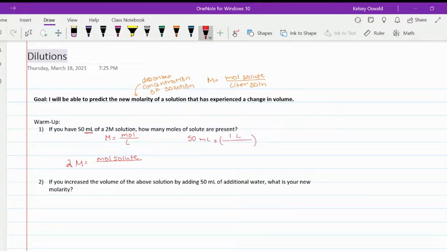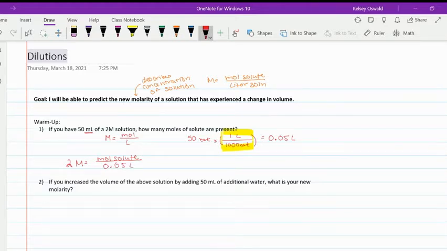As a refresher, we'll need to know that there are 1,000 milliliters in every 1 liter. If we want milliliters to cancel out, we'll need to put milliliters on the bottom of that conversion factor. And we'll find that we have a total volume of 0.05 liters. That's a key conversion factor we're going to need to know for this unit: for every 1 liter, we have 1,000 milliliters. So 50 milliliters is 0.05 liters. Then we can plug that in for our volume in the molarity equation.